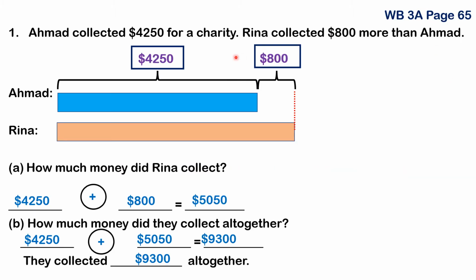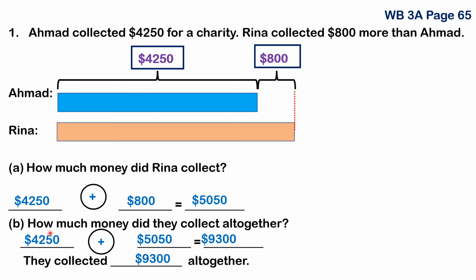So let's go to the first question on page 65, where the question says, Ahmad collected 4,250 for a charity. Rina collected 800 more than Ahmad. Okay, so if we do this in a bar model, we will have Ahmad with 4,250 and Rina that collected 800 more than Ahmad. So the first question, how much money did Rina collect? So we have 4,250 plus 800 to get 5,050.